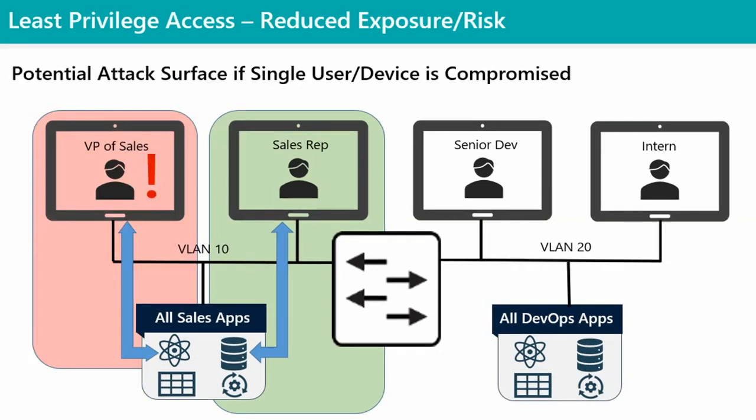With least privilege access, we have reduced exposure and risk. As we can see here, the potential attack surface if a single user or device is compromised has been reduced. Because the user and device did not have access to the entire VLAN, the attack surface is reduced only to the individual's device and then a particular server or even maybe a particular service on a particular server. This greatly reduces the attack surface and mitigates the overall risk and exposure for the network if there is a threat.